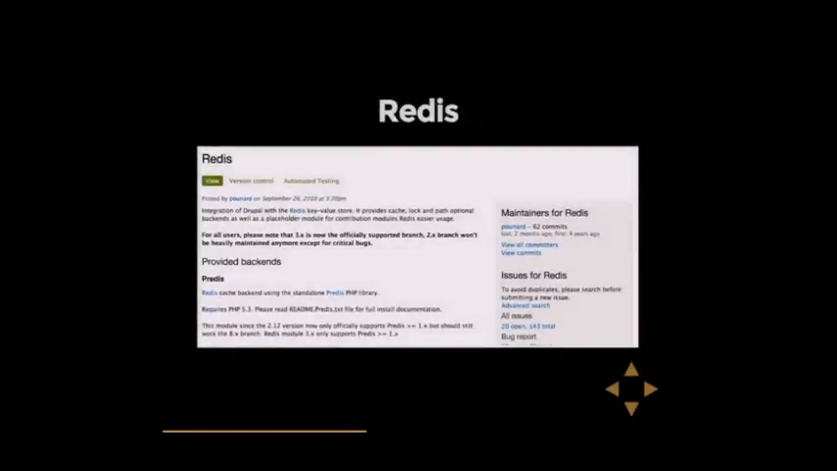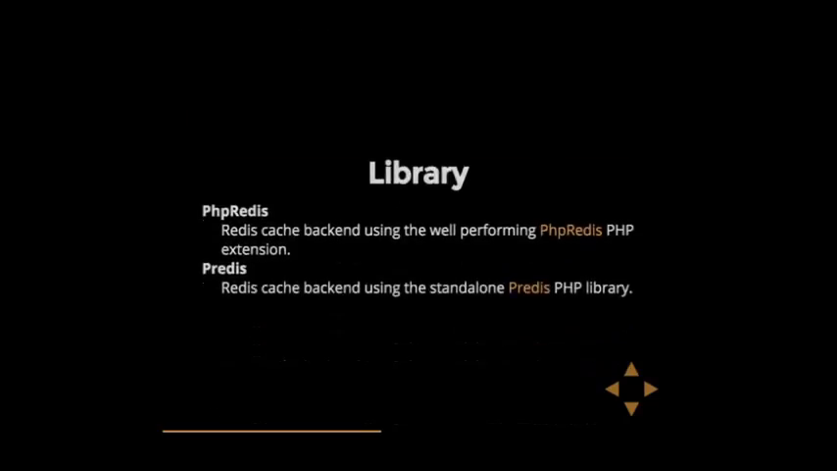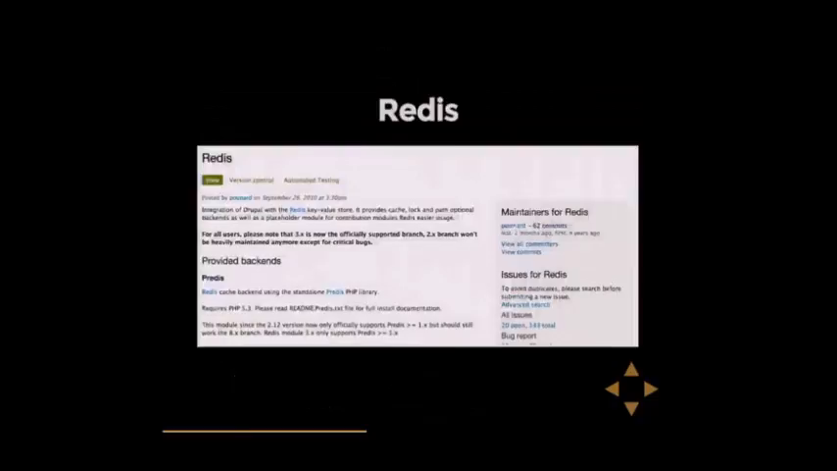So then we need to think about where we're going to store this cached data. We've got two real choices, Redis or Memcache, as the two systems. And both have a Drupal module for storing that data. So there's a Redis module and a Memcache module.